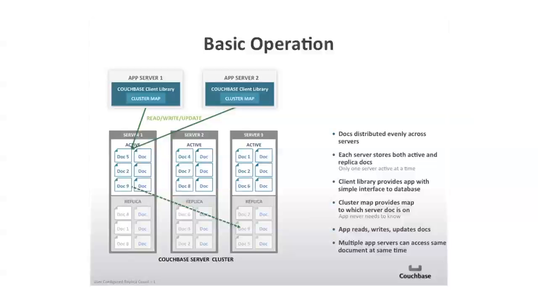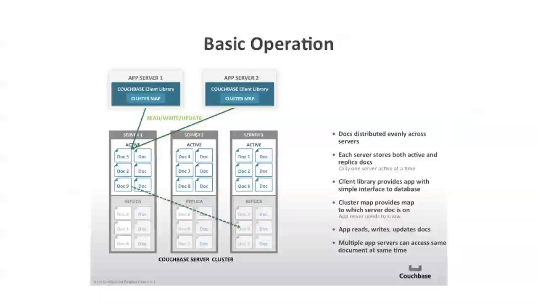So we've taken a look at the individual node basis. Now let's take a look cluster-wide and see what happens. Across the cluster, let's say we have 3 nodes. Every node is identical, and every node manages a part of the data. So server 1 will have a set of data. The replicas will live on potentially different servers. For example, document 9 lives on server 1, but the replica lives on server 3.